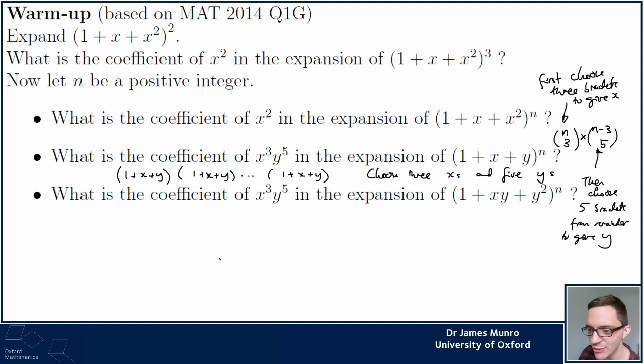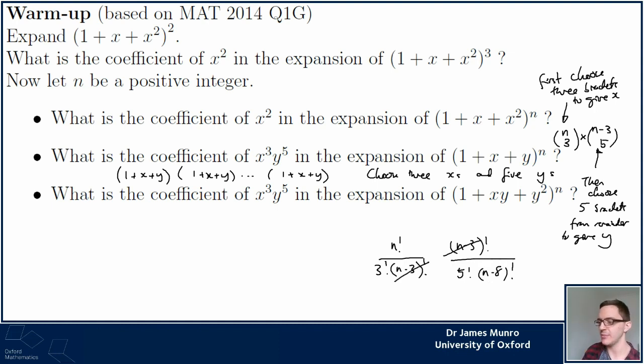Okay, a little bit of algebra. I saw someone in chat give me a different solution here, so I'm going to try and rearrange this bit. n choose 3 is n factorial over 3 factorial n minus 3 factorial. And n minus 3 choose 5 is n minus 3 factorial over 5 factorial n minus 8 factorial, which cancels down a little bit to give me something like n factorial over 3 factorial 5 factorial n minus 8 factorial.